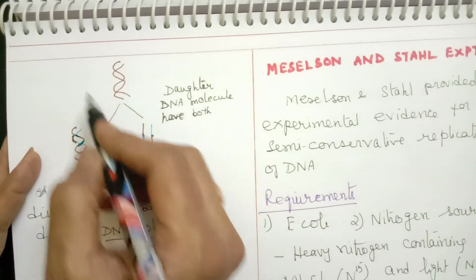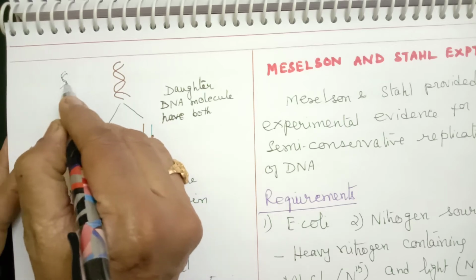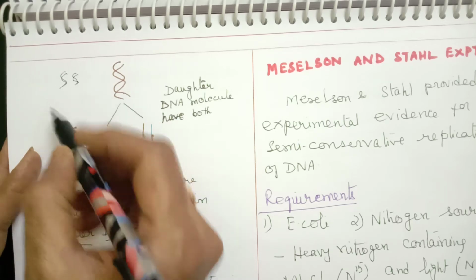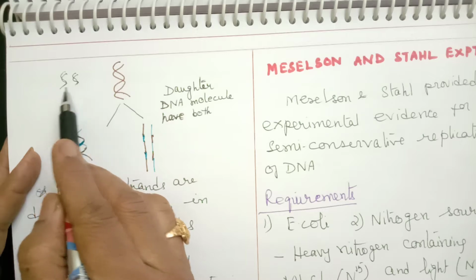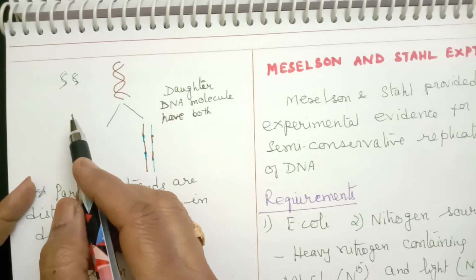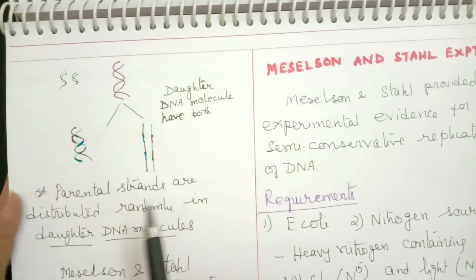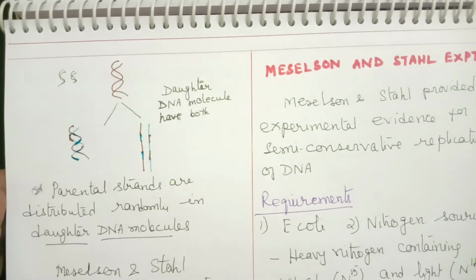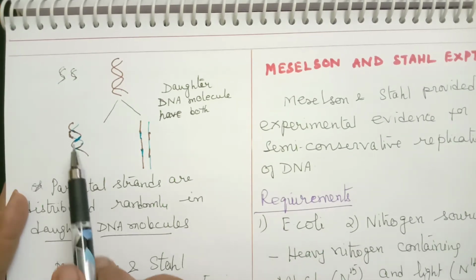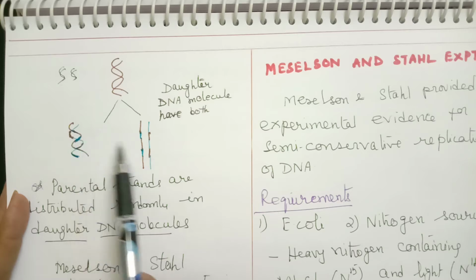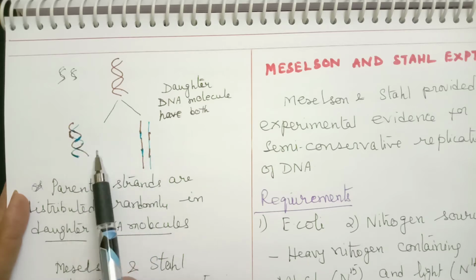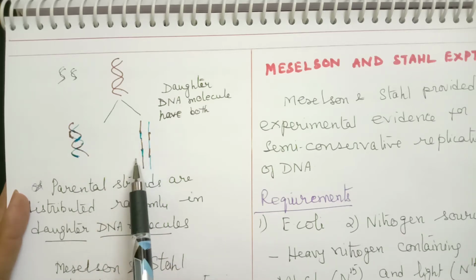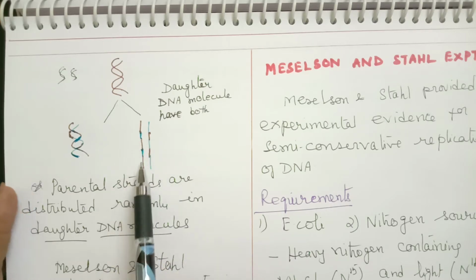Say suppose this is the parent's DNA strand. It can form many fragments this way, and then the two strands will get separated and a new strand is formed. They join in a random fashion. The new strands and the old strands are joined in a random fashion. That's how in the daughter DNA molecules, on both the strands, we get a combination of both old and new strands.